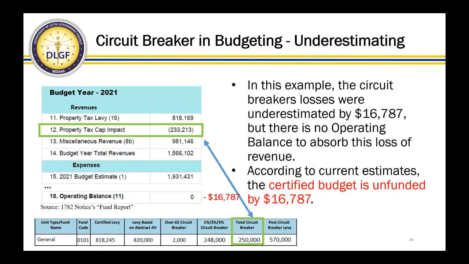In this third example, this is the one that probably worries the department the most. In this example, there was no operating balance. The unit sought out a budget that made every dollar that they had available. But now that $16,000 difference between what the circuit breaker was estimated at versus what the circuit breaker actually came in at is a chance to spend that fund, not just to reduce the operating balance, but to actually spend it into the red.